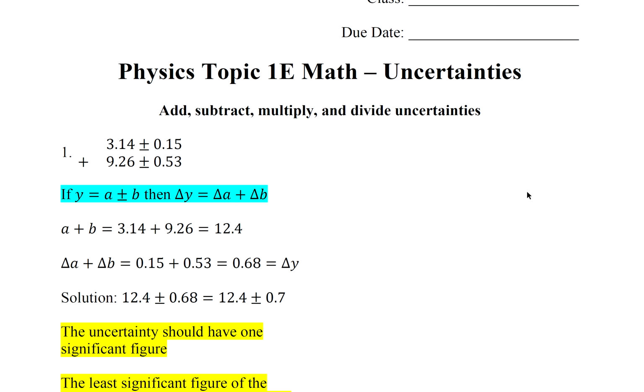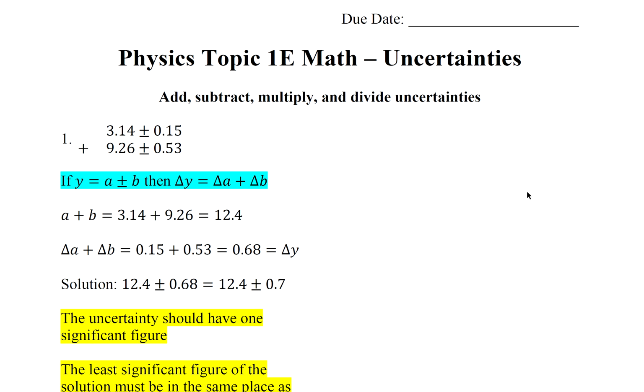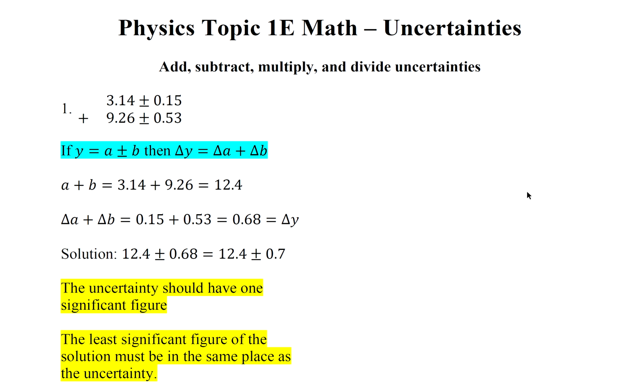This video is on uncertainties. So let's learn how to add, subtract, multiply, and divide uncertainties. So question 1, we want to add 3.14 plus or minus 0.15.